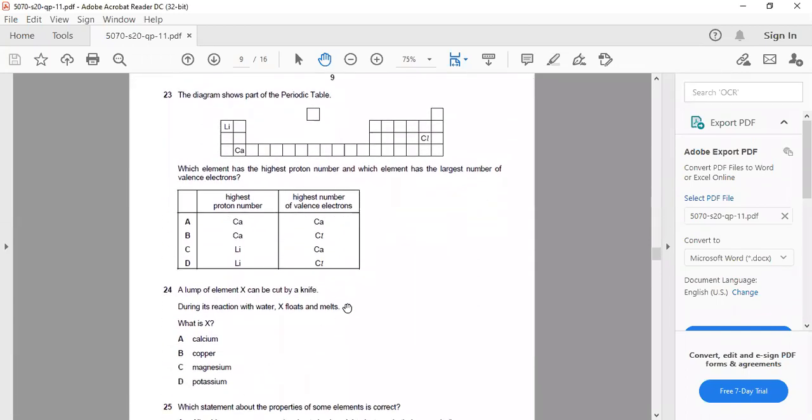About the periodic table chapter. So, which element has the highest proton number, and which element has the largest number of valence electrons? The highest proton number is calcium, 20. It says 17, it has 3. Calcium, it means C and D are wrong. Calcium has the highest proton number, and the most valence electrons is chlorine. B is the answer because chlorine is in group 7, so it has 7 valence electrons in the outermost shell.